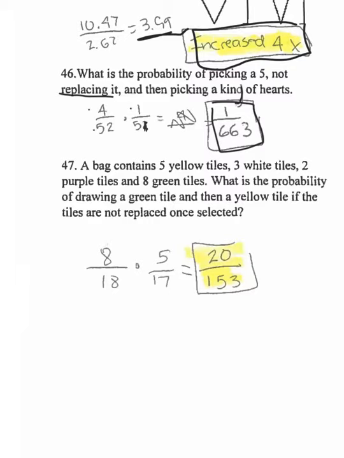47, a bag contains 5 yellow, 3 white, 2 purple tiles, and 8 green. So that's a total of 18 tiles. What is the probability of drawing a green tile and then a yellow if they're not replaced? So first, there's 18 tiles with 8 of them green, so 8 over 18. You didn't replace the green one, so you're left with 17, and there are 5 yellow. So 8 times 5 is 40, 18 times 17 is 306, and that reduces to 20 over 153.